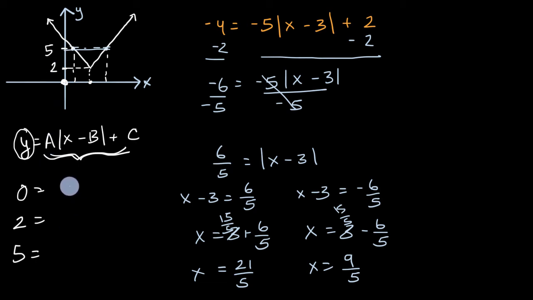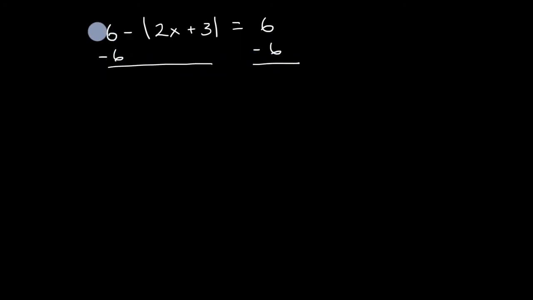Let's look at 2 more examples. So let's say that I had the equation 6 minus the absolute value of 2x plus 3 is equal to 6. Pause this video and see if you can solve this. All right, once again, let's try to isolate the absolute value. Let's subtract 6 from both sides. And we are going to get, on the left-hand side, negative absolute value of 2x plus 3 is going to be equal to 0.